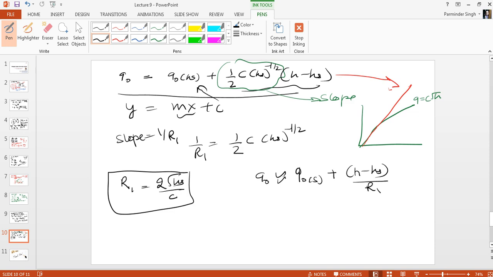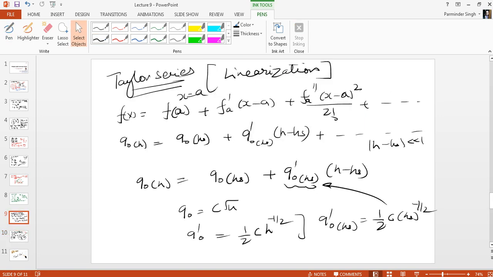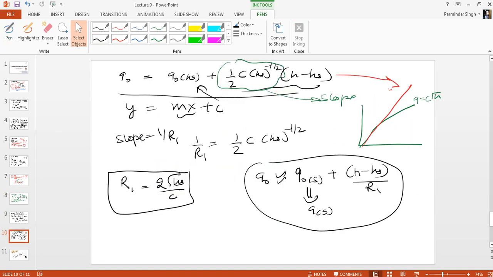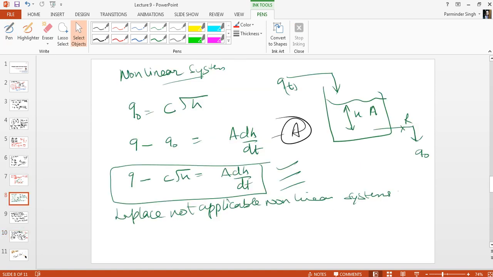Clear? And now q naught, we know, is q naught s plus h minus hs by r1. Now this q naught s is nothing but qs, because initially if the inlet and the outlet are the same, q naught s is nothing but qs. So substituting this value of q naught in this main equation, substituting b in a, substituting the value of q naught in equation a.